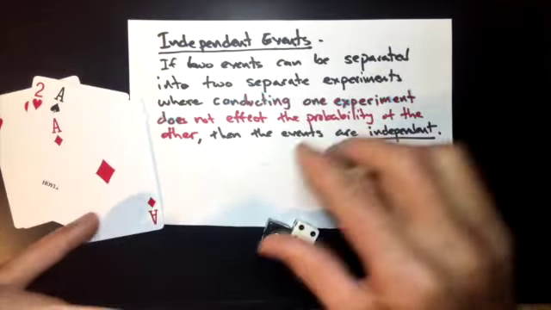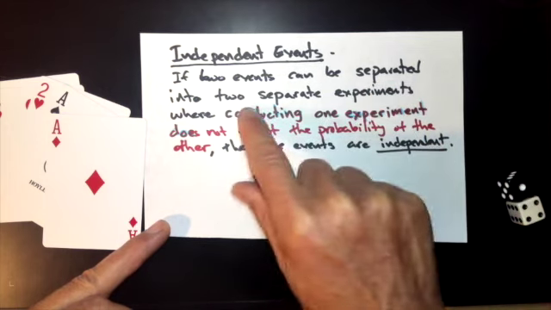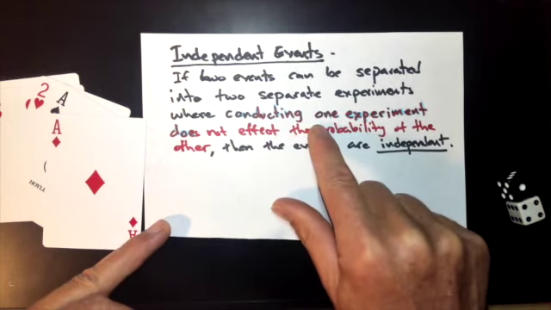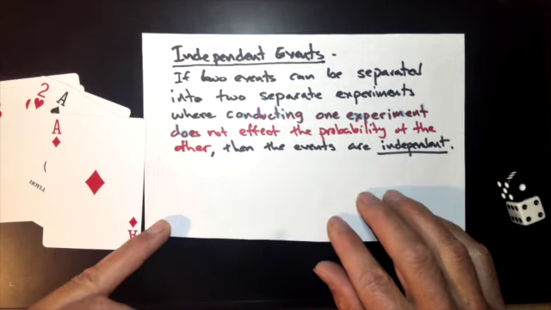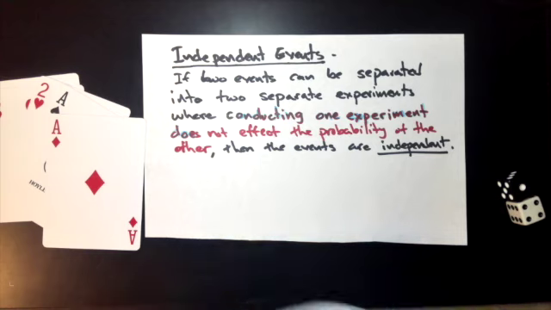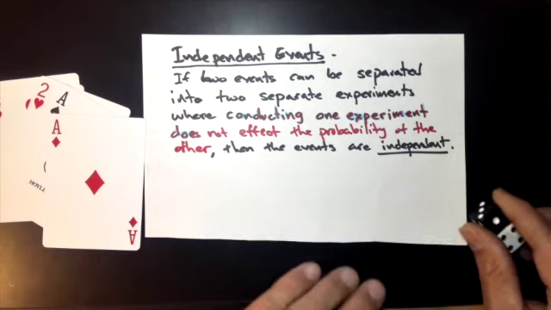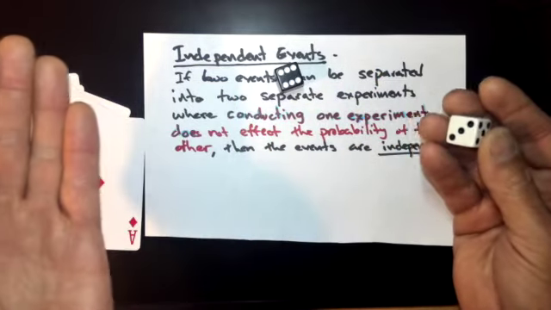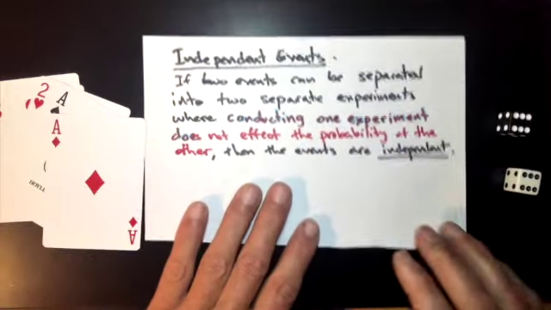Now, I'm just going to put this up here. An independent event. Okay, I wrote this out. If 2 events can be separated into 2 separate experiments where conducting one experiment does not affect the probability of the other, then the events are independent. So we're going to be looking at those kind of events today. Conducting one experiment does not affect the probability of the other. In this case, rolling this dice does not affect the probability of this dice. Wow, I rolled 2 6s. What are the chances of that?